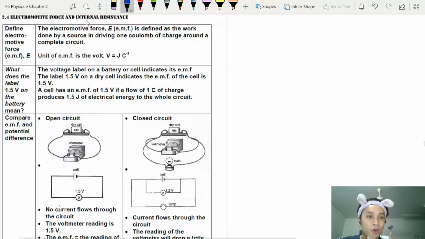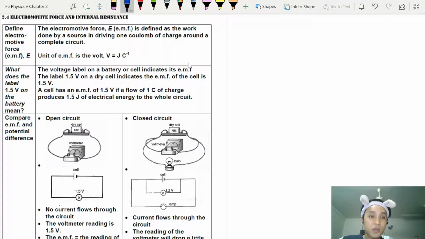So for 2.4 and 2.5, we will focus a lot more on the calculations. You will have a few formulas that you need to know in order to calculate. Before you start this chapter, make sure that you already understand the meaning of current and also voltage. It's very important that you already studied what is current, what is resistance, and then you have already studied the series circuit and the parallel circuit.